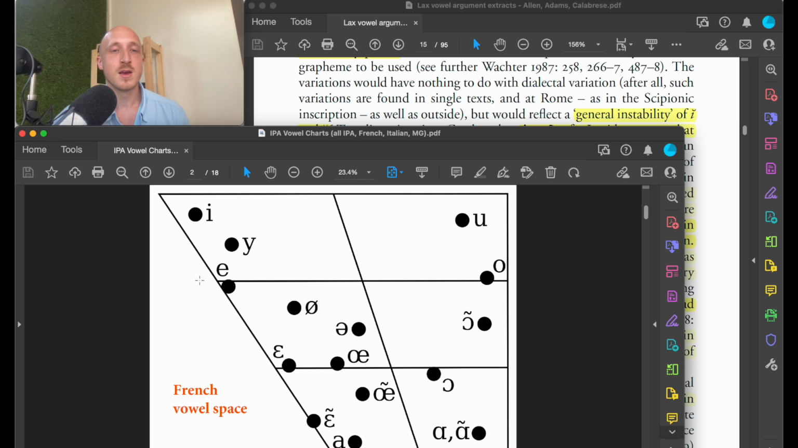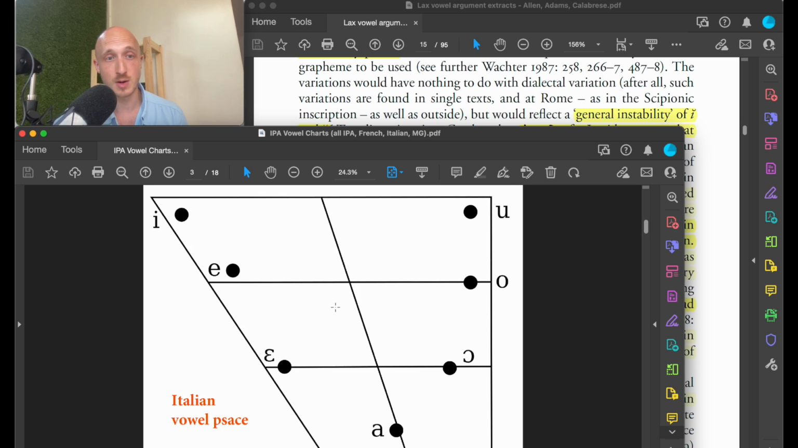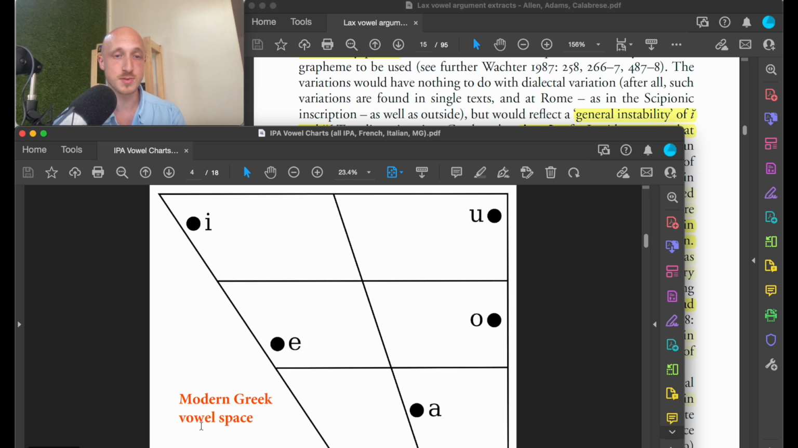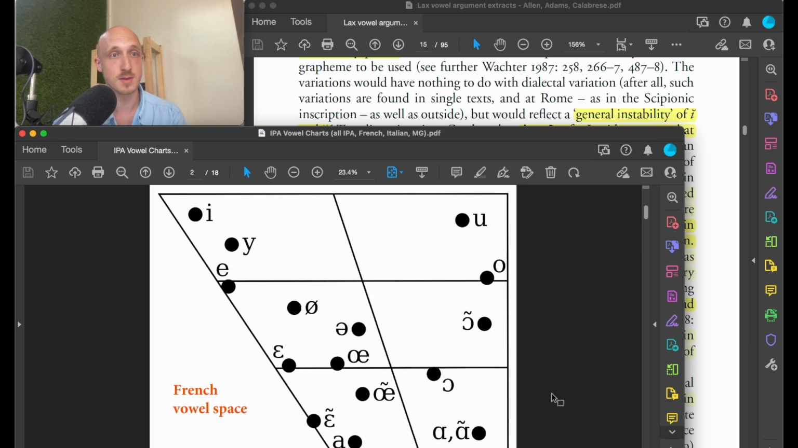Let's note that there is an E, there's E, there's E, just like Italian has, but there's also U and Ö on the front axis. That's interesting. Now here's the Italian vowel space. We have E and A and E, right? So those are all the same. And here's the modern Greek vowel space, which only has 5 phonemic vowels. Italian has 7, French has a lot more.